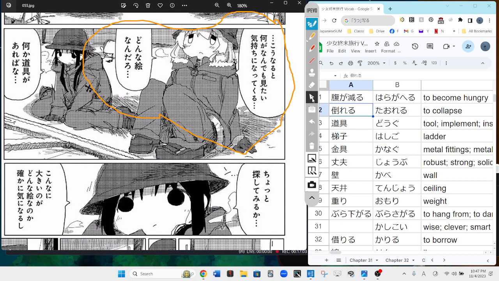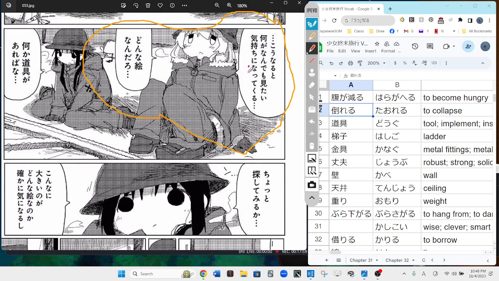Ko naruto, nani ga nandemo mitai kimuchi natte kuru. Donna e nandaro. こうなると何が何でも見たい気持ちになってくる。 With this, if it comes to this, こうなる is like if it comes to, right? That's exactly what it means. If it comes to, you're not allowed to be able to look at the picture. It feels like you're not really allowed to look at the picture. That's a good guess. A lot of words you put in there don't exist in the sentence.